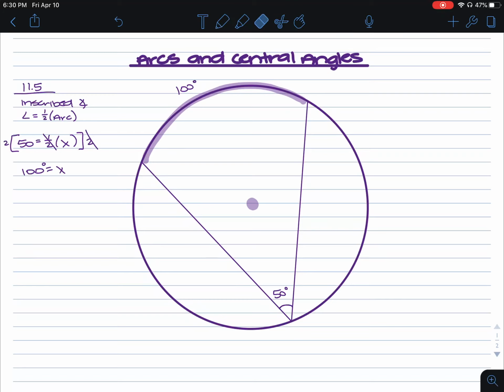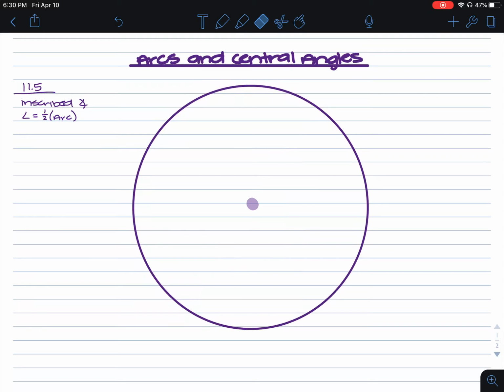Okay, I'm going to erase all this. Let's talk about what other things we learned in 11.5. In 11.5, we also learned about inscribed figures. We talked about inscribed triangles and inscribed quadrilaterals, meaning that those figures are inside of my circle. So let's talk about inscribed triangles.